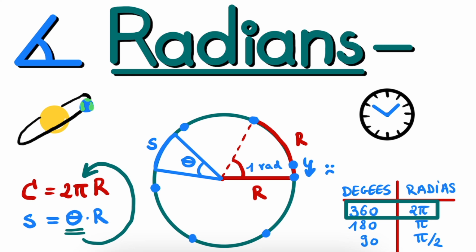All in all, radians might seem to be a strange way to measure angles, but just remember that it is the least arbitrary way to do so.